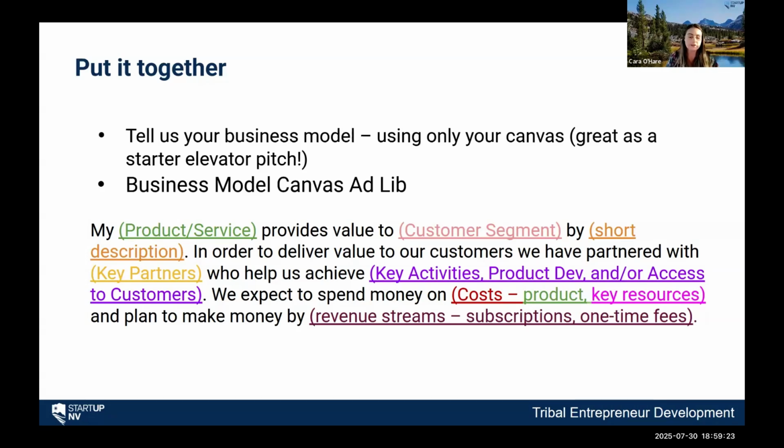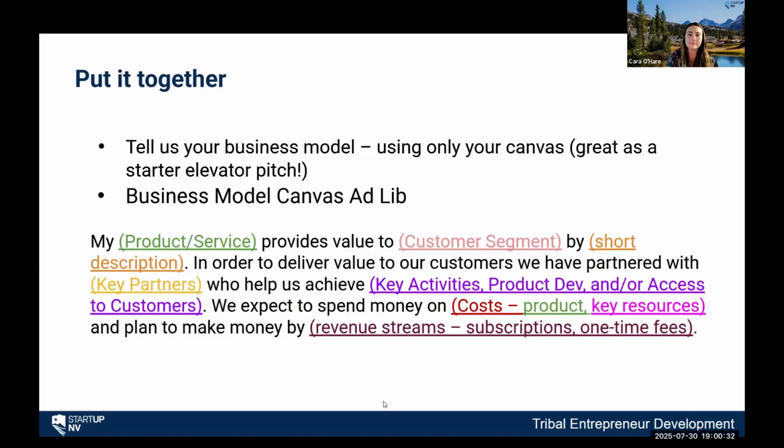So my product or service provides value to customer segment by short description. In order to deliver value to our customers, we have partnered with key partners who help us achieve key activities, product development, and or access to customers. So here you can choose one. We expect to spend money on costs, and these costs again are related to your product or your key resources. And we plan to make money by revenue streams. And so again, this is single one-time purchase. Maybe you have a subscription, but this is how we choose to make money. So let's take a few minutes to do this, and then I will call on a few brave souls to share theirs.